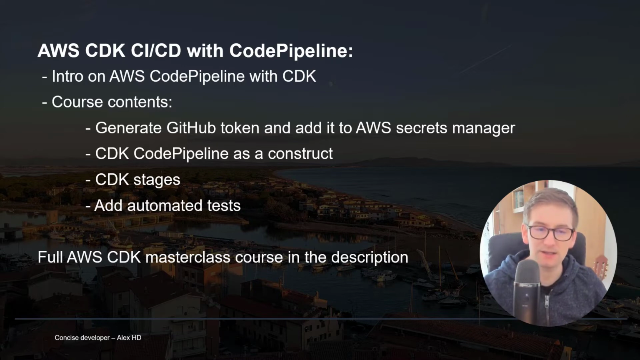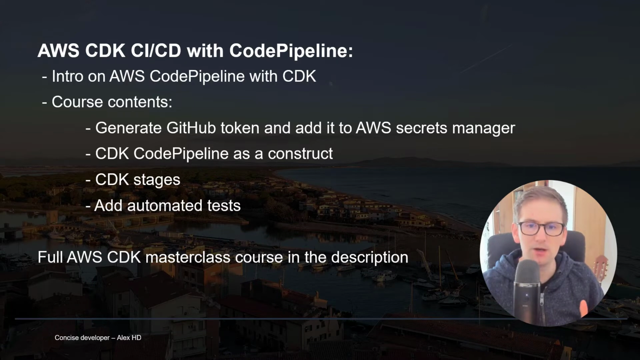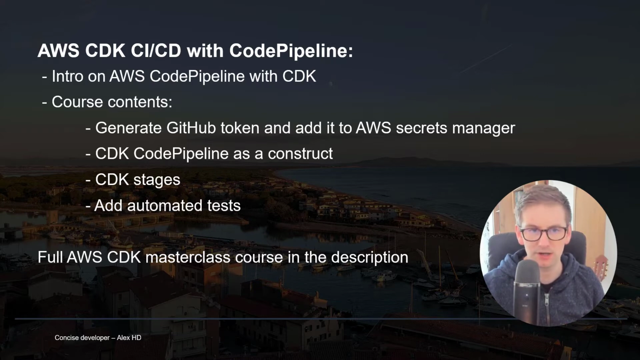But we will see in the beginning how we can link our source code from GitHub to our AWS account by using a GitHub token and how we can link it to AWS Secret Manager. Then we will talk about CI/CD code pipeline as a construct. We will talk about stages, about automated tests.